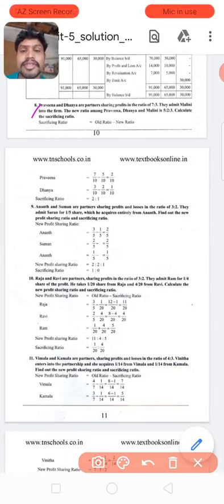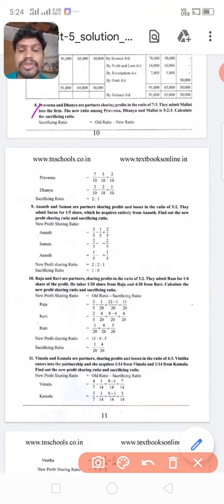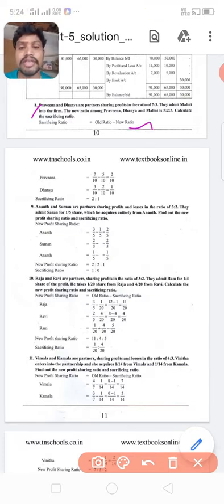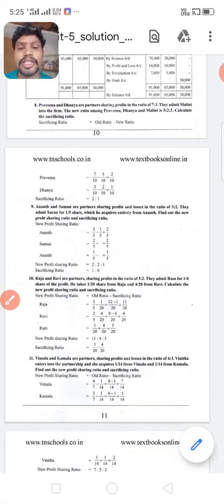So here you can see the format you should remember. The sacrificing ratio is equal to old ratio minus new ratio. Right, this is a format, my dear students. Sacrificing ratio is equal to old ratio minus new ratio. Already I said what you mean by sacrificing ratio, right? Now also I will say, the sacrificing ratio means the proportion of profit sacrificed by old partners to the new partner, on behalf of the new partner, right, my dear students?